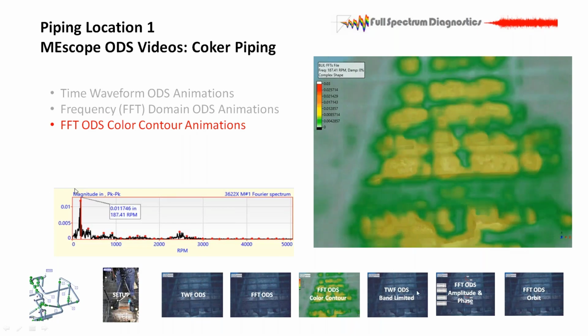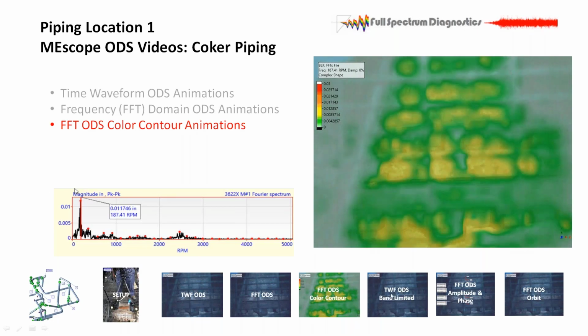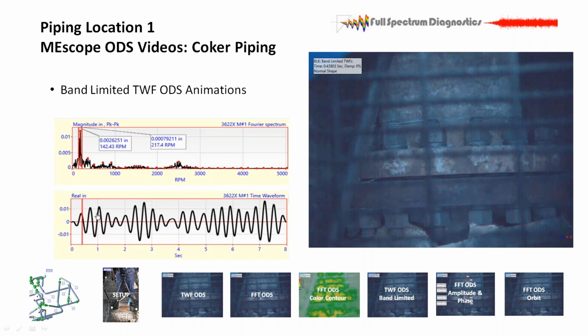This is the band limited time waveform ODS. And you can do band limited frequency-based ODS, but the thought process here is I want to put my cursor around peaks that are causing the dominant amount of vibration. And there's a couple peaks in here, as we just noted. So instead of a peak cursor, I put a band cursor on it. Then I put it through a transformation. It's bandpass filtering the data, and everything that isn't in this bandpass region will go away.